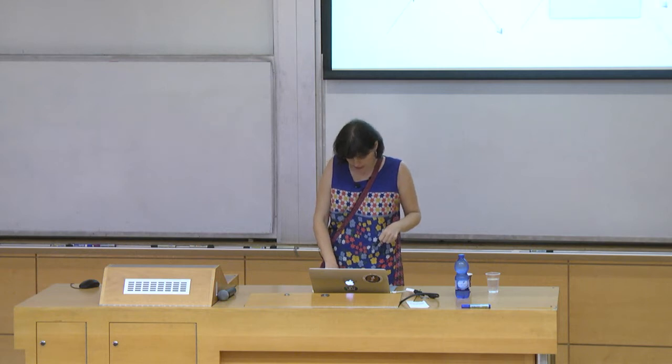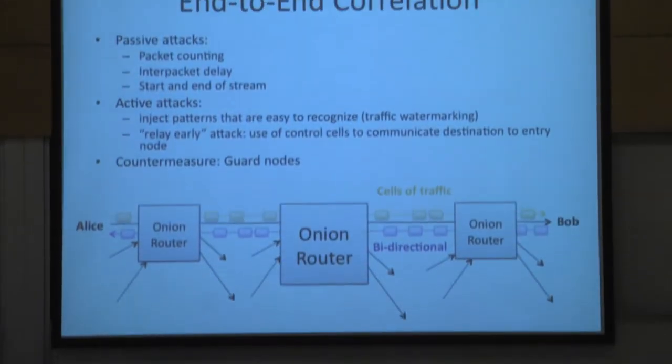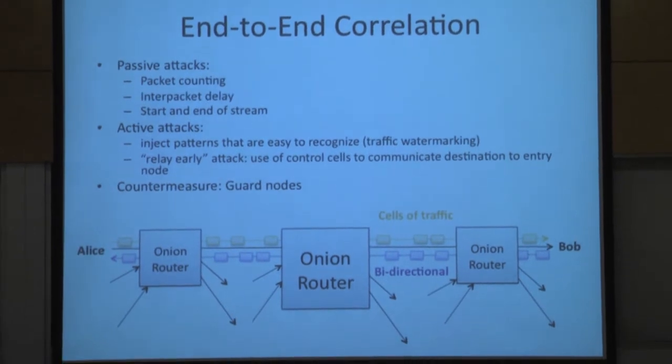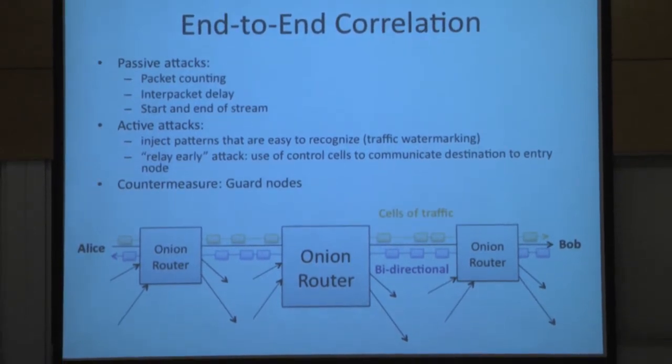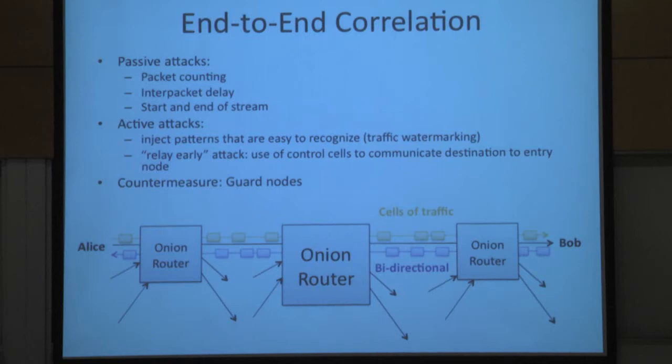So this is getting into the next thing, which is end-to-end correlation. End-to-end correlation can be passive or active. The issue with Tor is that, unlike the mixes that we saw in the first part that do shuffling and delaying and make it very hard to correlate, here you have high volume traffic. If you were to delay, you would have a very significant impact on usability. So this is the first problem.